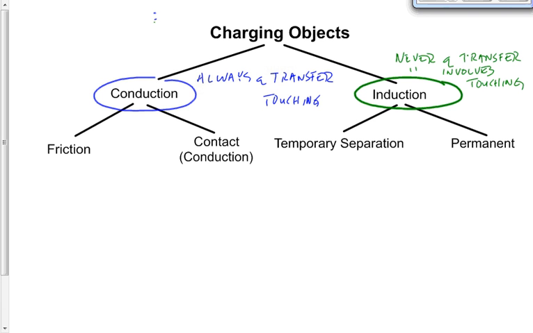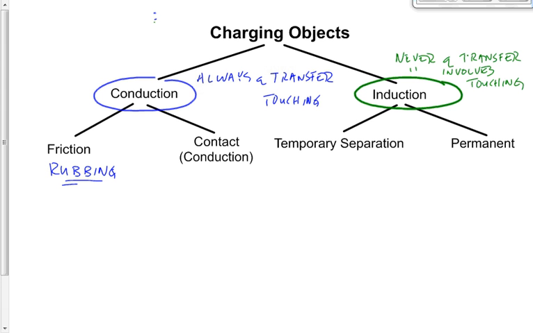And we break conduction down into two subcategories. The first one, pretty easy actually, charging by friction. That simply involves rubbing two things together. When you rub two things together, let's say they start off neutral. They don't have to, but let's say they start off neutral. One of them is going to become positive, and one of them is going to become negative.